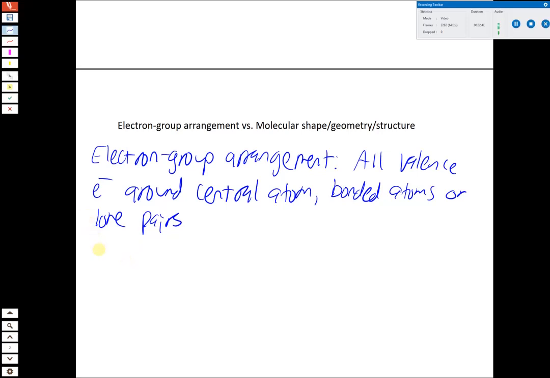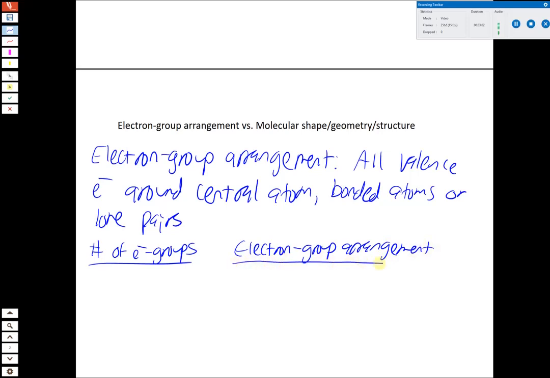So really it's the arrangement that all of these electrons take, and there are really only 5 possibilities for electron group arrangement, and it depends on the number of electron groups. So again, an electron group being an atom that's either bonded to the central atom, or a lone pair. It's what we call the steric number, or the total number of electron groups, which range from 2 through 6. And so the electron group arrangement just depends on the number of these that you have.